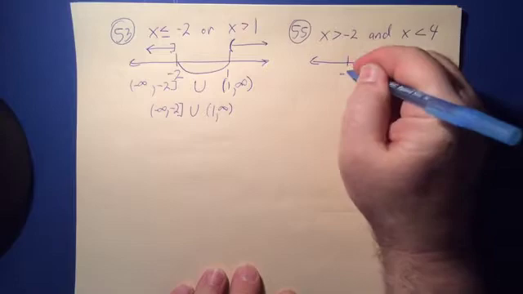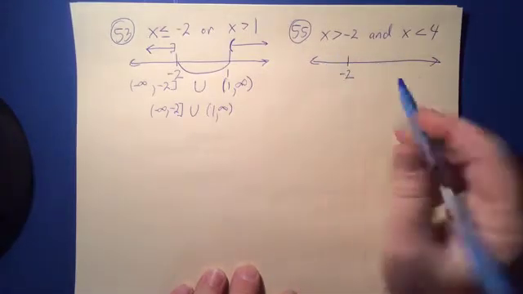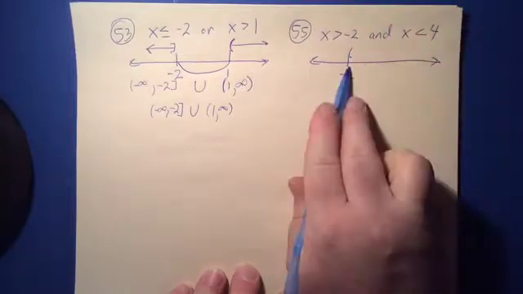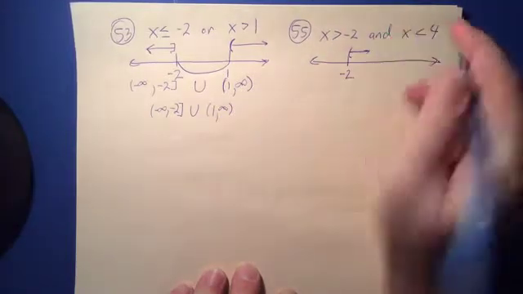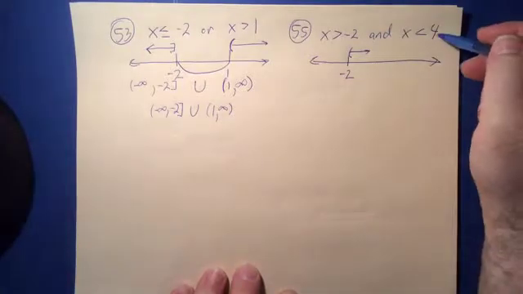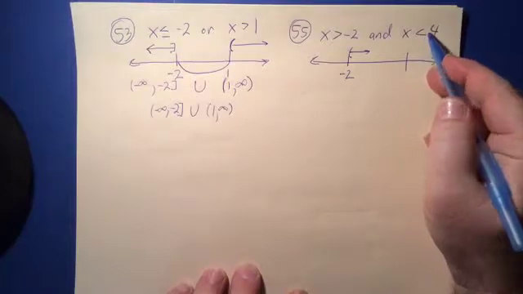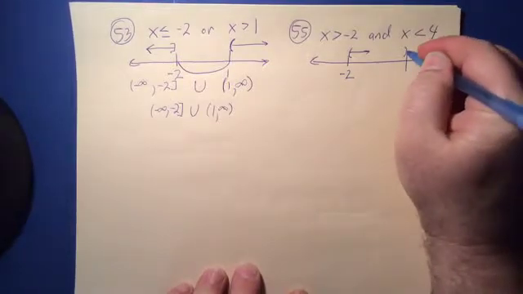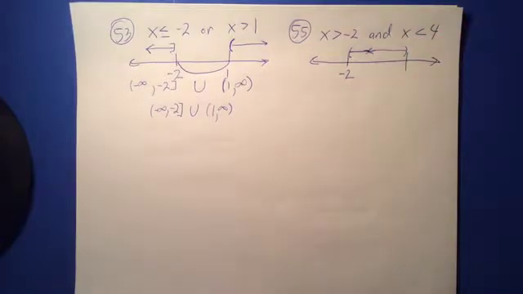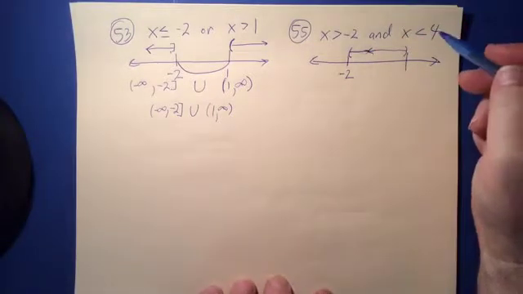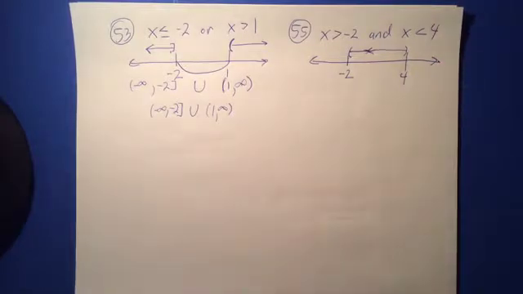So I start with negative 2 here. That is going to go to the right, so I'm going to just draw my parenthesis here because it's a greater than symbol only. Draw my arrow going this way. Then I put my 4 here. I know this is pointing to the left because I'm looking for values less than 4. Parenthesis going to the right. These two join in the middle, so it's going to be the area between negative 2 and 4.